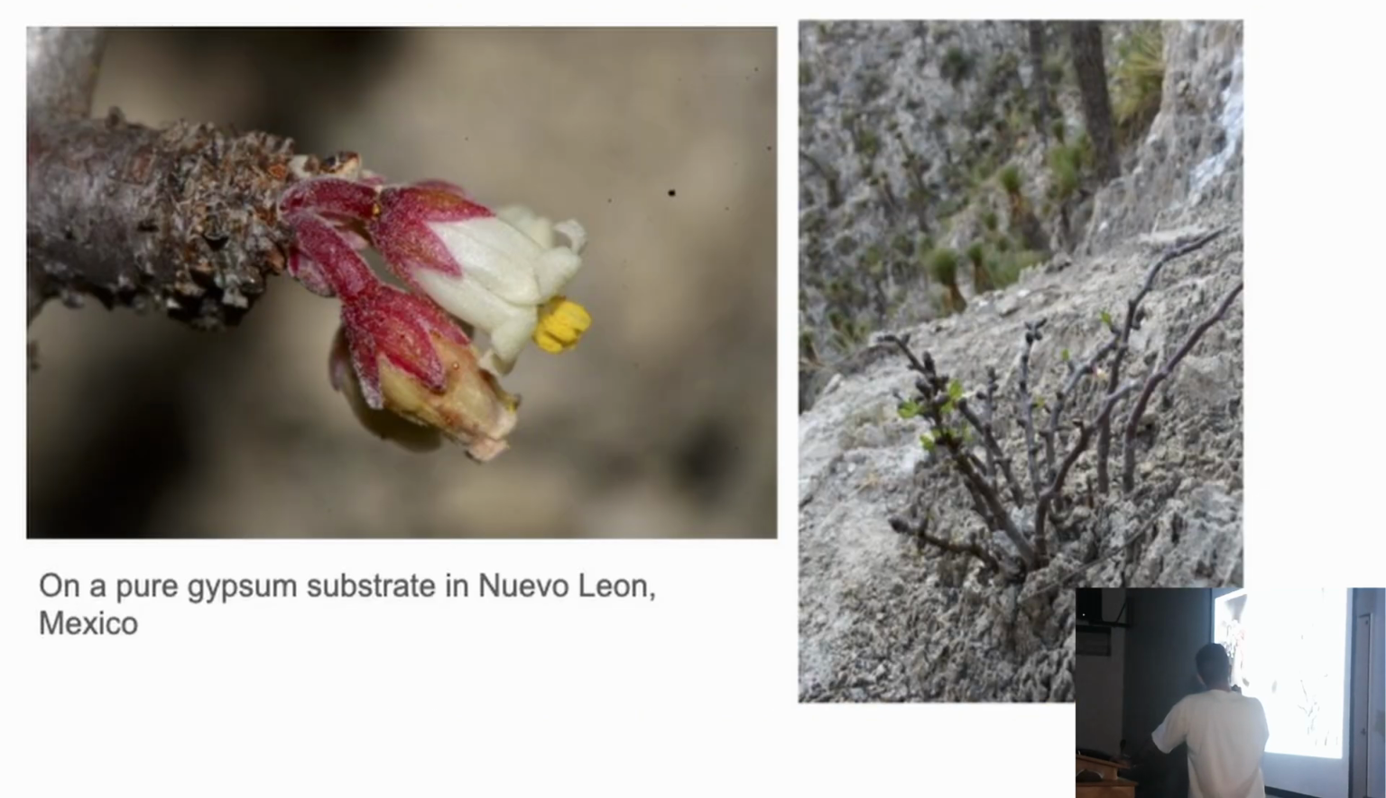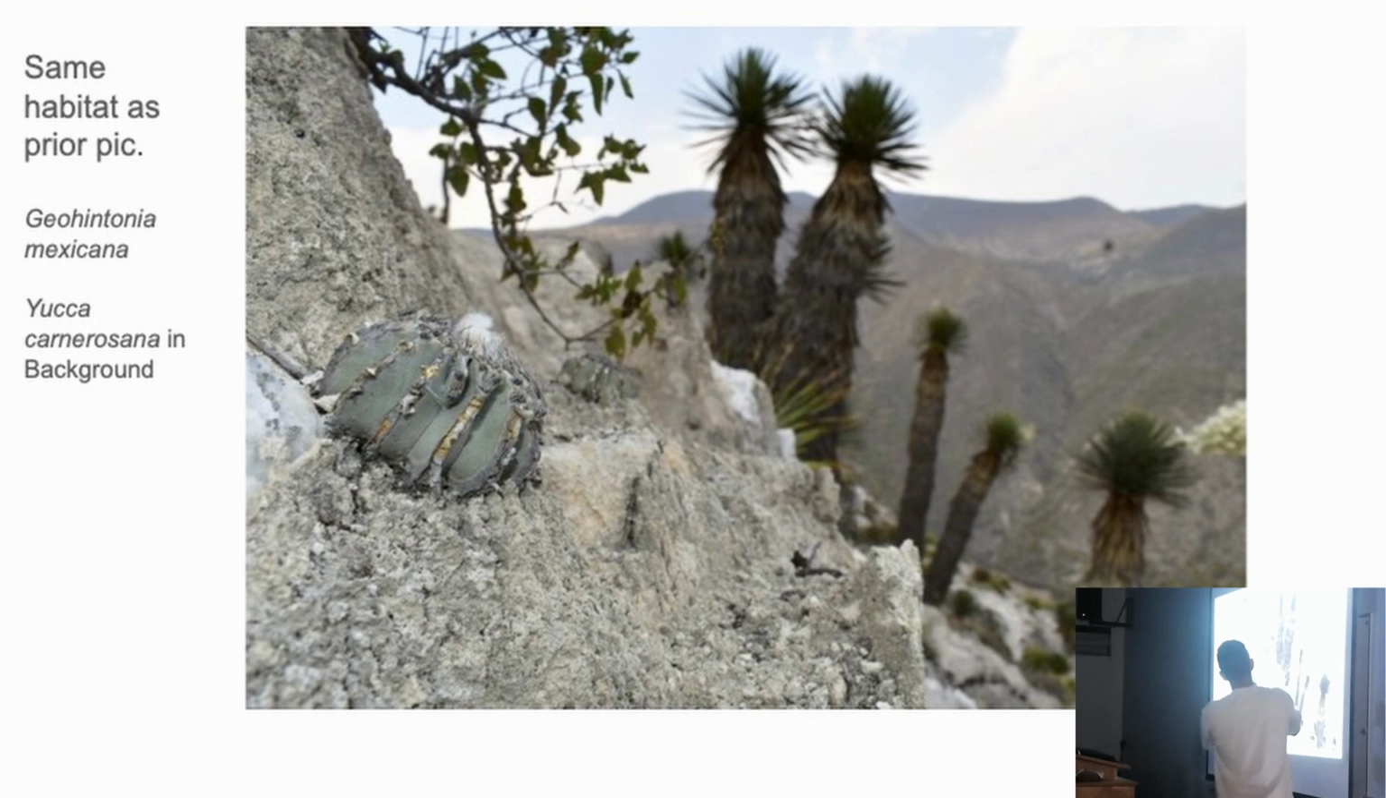There's the flowers. And this is a population that's growing out of pure gypsum in Nuevo León with Yucca carnerosana and this very rare cactus that I think was only described in the last 30, 40 years, Geohintonia mexicana. The whole substrate is just sheetrock. It's just gypsum. It's totally wild. And gypsum is another type of geologic substrate that causes new plant species to evolve. It's so stressful to grow on that it literally causes new species to evolve out of nearby ones that don't grow on gypsum.